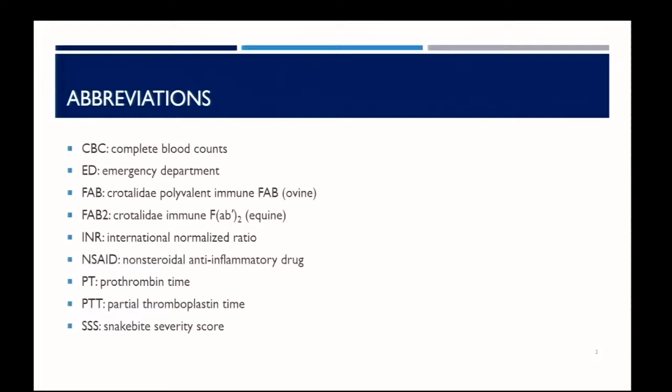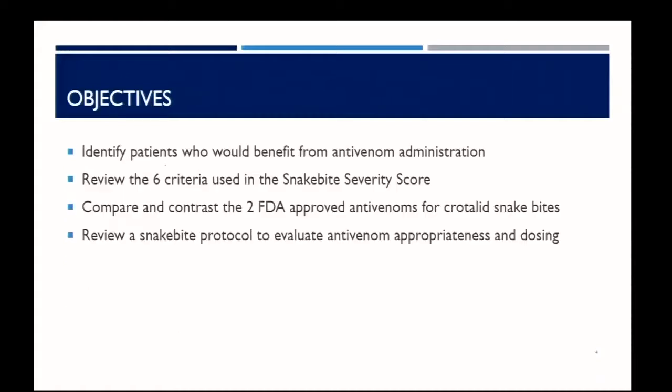This is just a list of some of the abbreviations that are going to be included throughout this presentation that I wanted to include for your reference. After this presentation, I would like everyone to be able to identify patients who would benefit from anti-venom administration, review the 6 criteria used in the Snakebite severity score, compare and contrast the 2 FDA-approved anti-venoms for Crotalid snake bites, and then review a snakebite protocol to evaluate if anti-venom is appropriate and the dosing regimens.